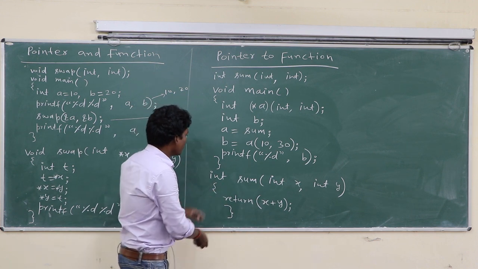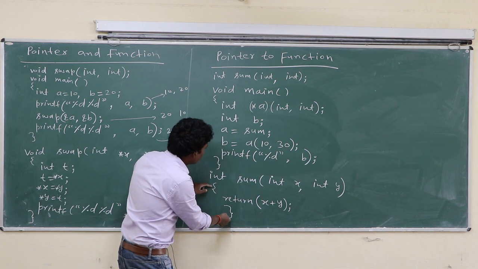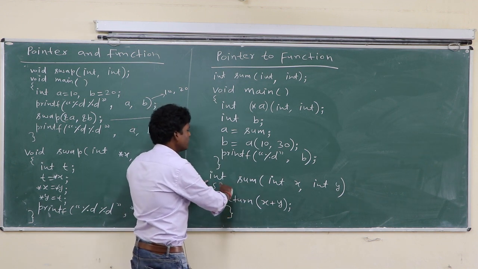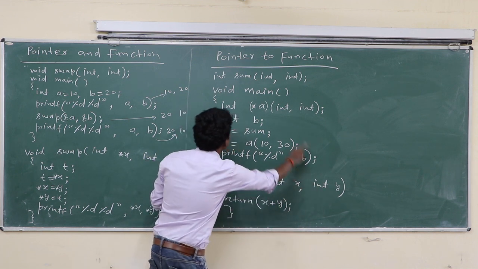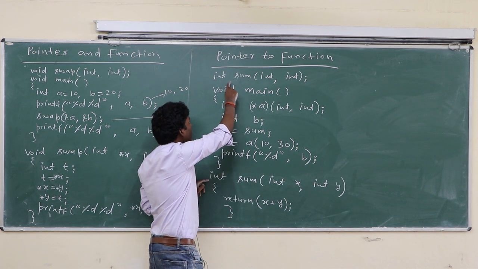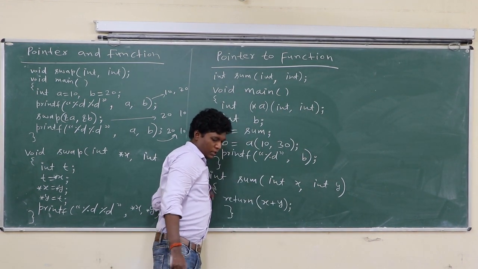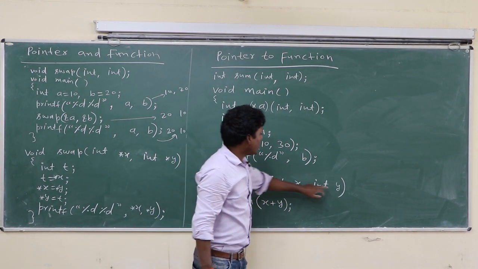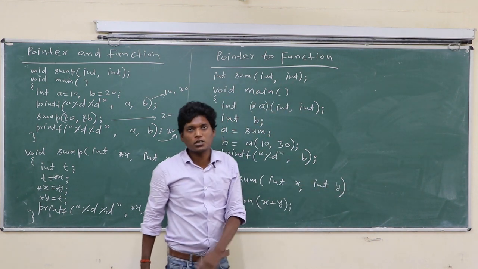There are two functions. Since the sum function is defined after main, there is a need to declare the function prototype of this function. So copy this line here above the main, before the main, okay, and put the semicolon. There is no need for the variable names, so remove them, and this becomes the function prototype declaration.